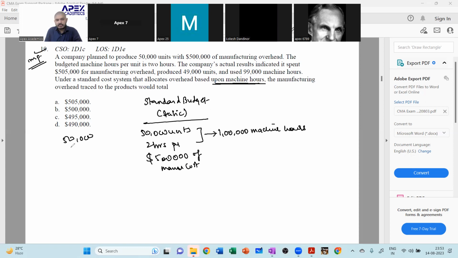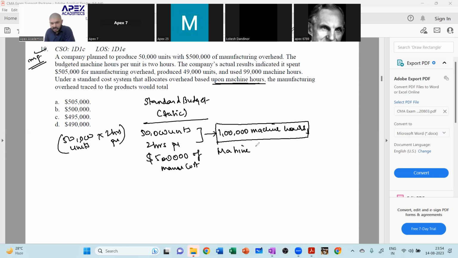50,000 units multiplied by 2 hours per unit is going to be 100,000 machine hours. How many hours? These are 100,000 machine hours. What is the machine hour rate per unit? Machine hour rate will be 5 lakhs divided by 1 lakh, which is equal to $5 per hour. How much? $5 per hour. Are you with me on that?